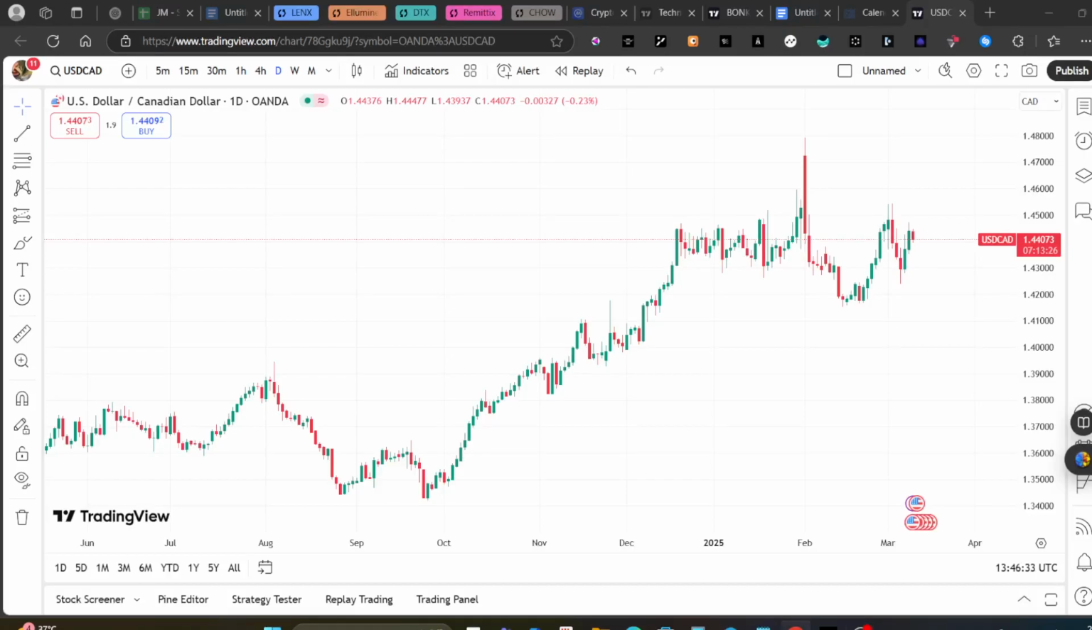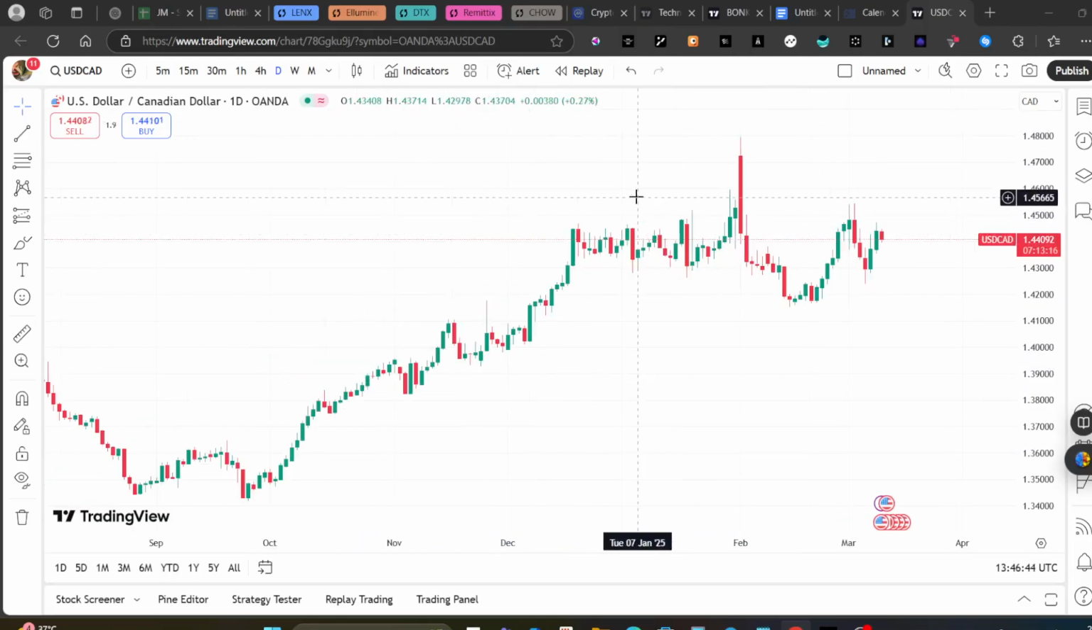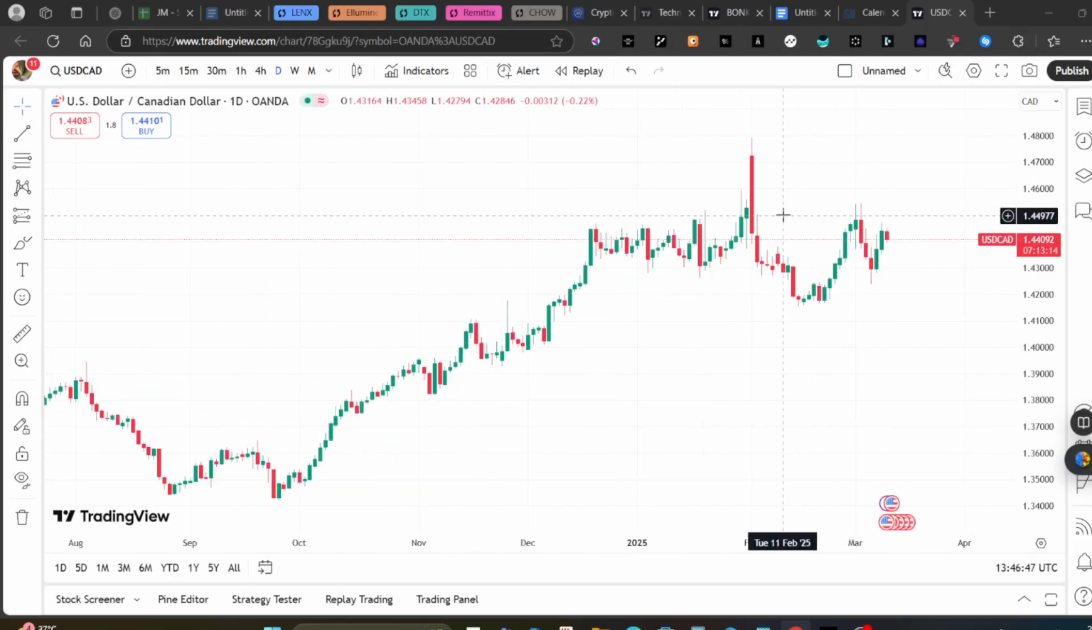Have you ever wondered why price moves the way it does? Why do sudden spikes happen? Why does the market reverse at specific levels? Well, the answer lies in order imbalance. This is one of the most powerful yet overlooked trading strategies used by institutional traders.